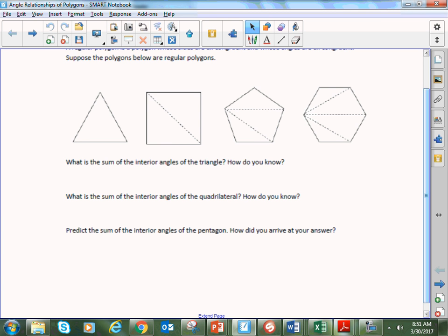The sum of the interior angles of a triangle. How do I know what the sum of the three angles of a triangle are? Well, you can't say it's 180 because that's what every triangle is. There's a reason for it. It's called the triangle sum theorem.